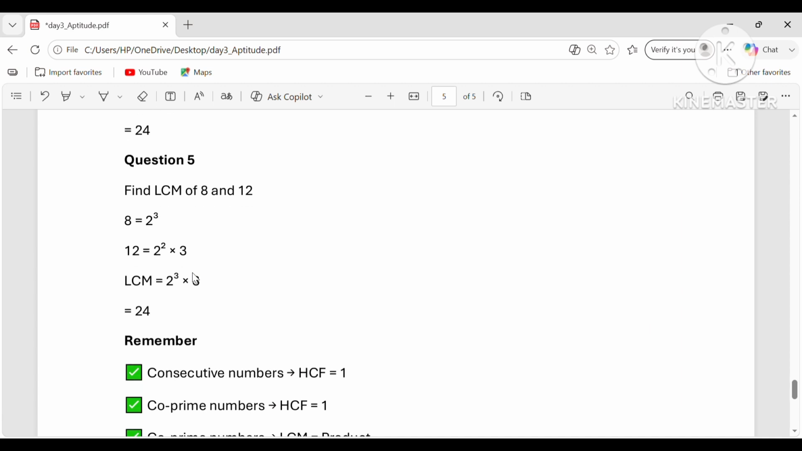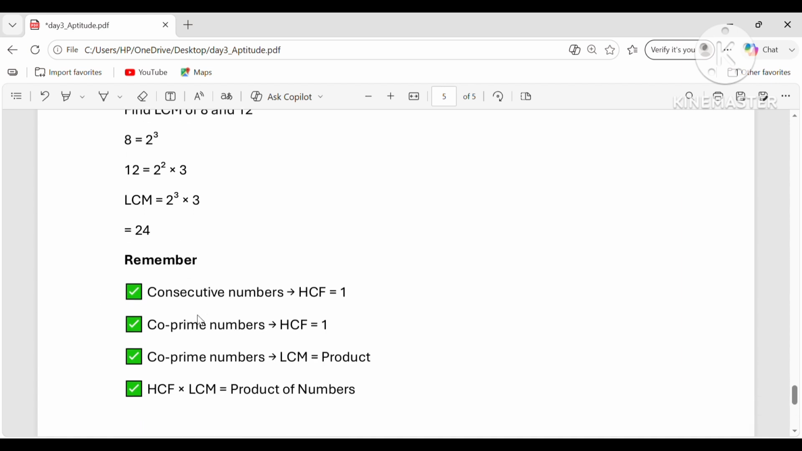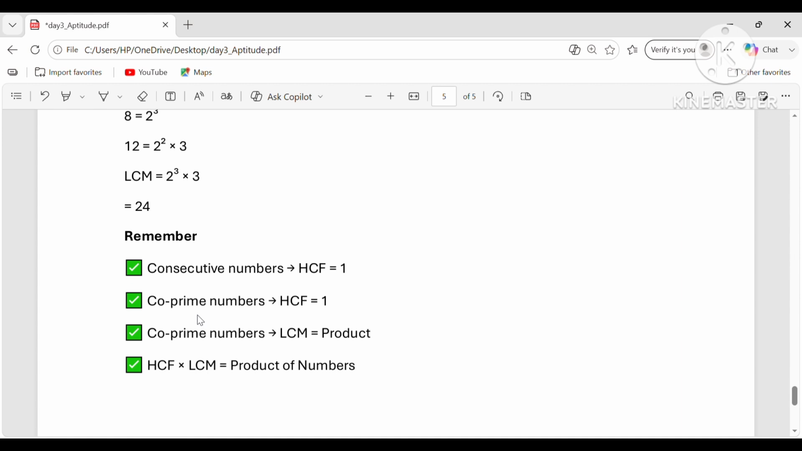And we need to remember some key points: consecutive numbers will always give HCF 1. Co-prime numbers will also always give 1 for HCF. Co-prime numbers will give the product of the numbers for LCM. And also the final formula we need to remember while attending the exams: HCF into LCM equals product of two numbers.